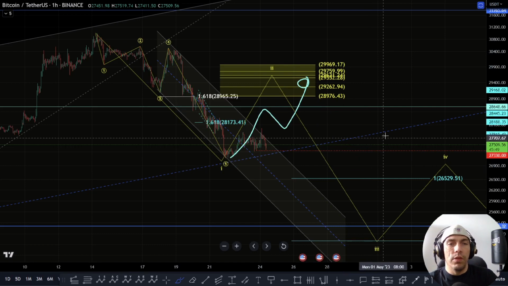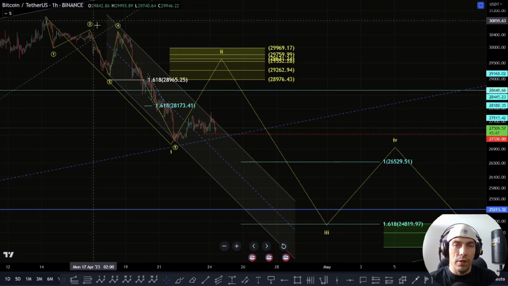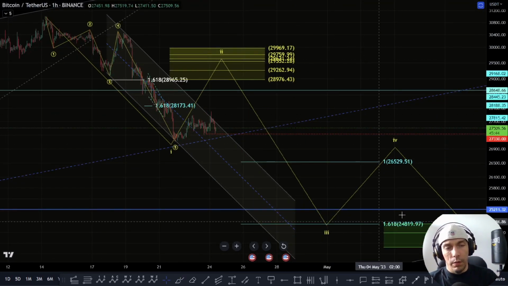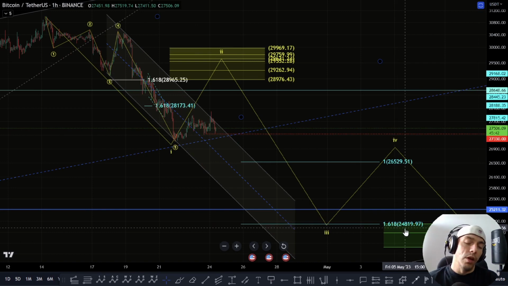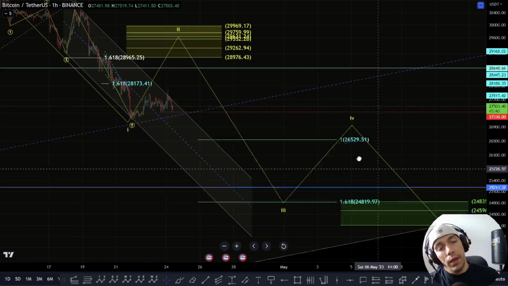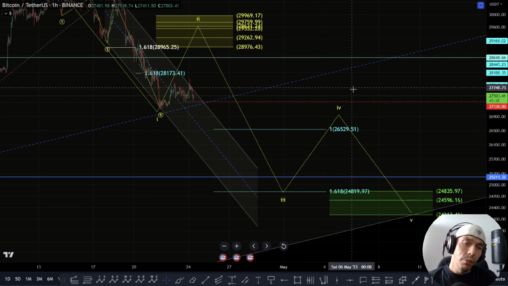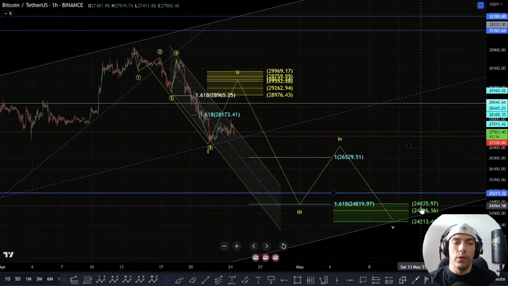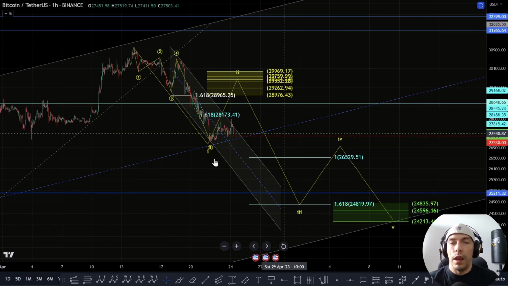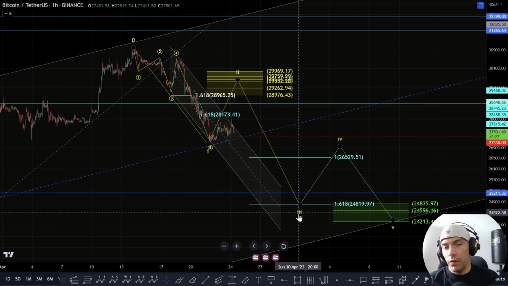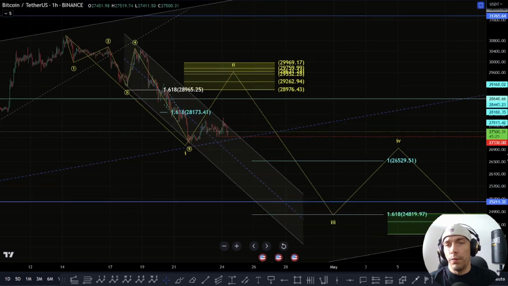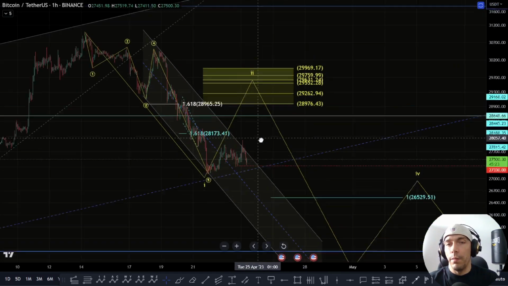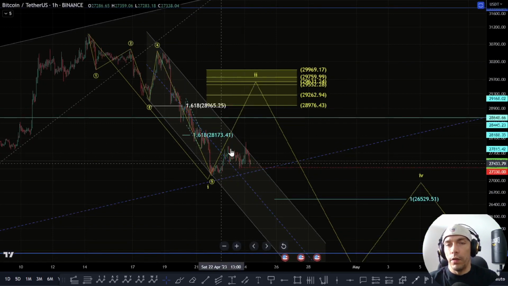Or alternatively, this could be setting up for a bigger drop where this is basically a wave one, two. We're looking for a bigger third wave towards this 24,819. And then we'd be looking for a fourth wave up and an additional fifth wave here. So this would be looking for lower targets towards this 24,835 to this 24,213 area. So this is something we just need to keep an eye on. Like I said, it's not my preferred count here, but it is still technically a possible count. So we need to just see how this plays out.